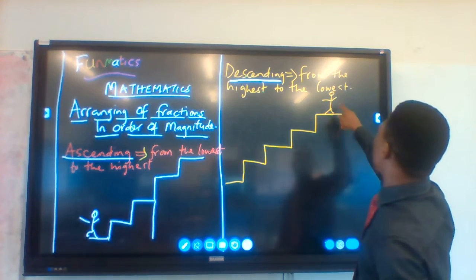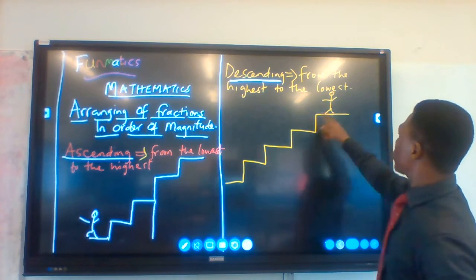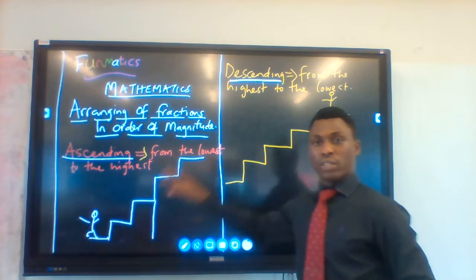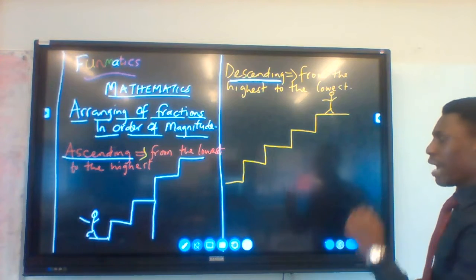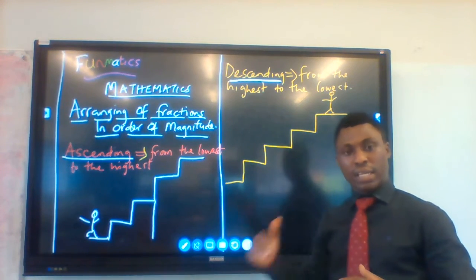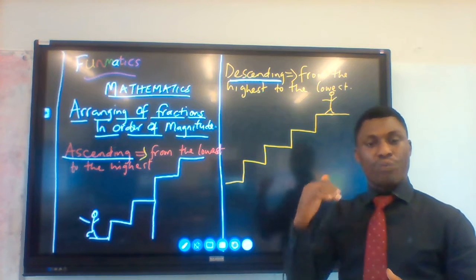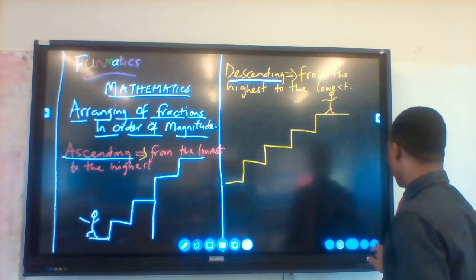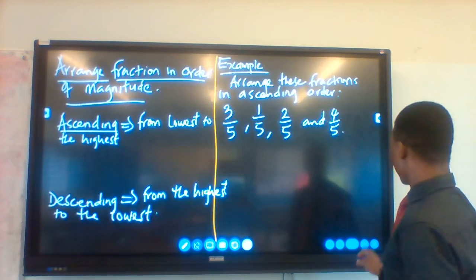So, as if you are coming down the stair, you are just stepping down, that is descending, and moving from the lowest to the highest is ascending. Now that we know the meaning of ascending and descending, we can now arrange our fractions in order of their magnitude. Okay, let's check examples.